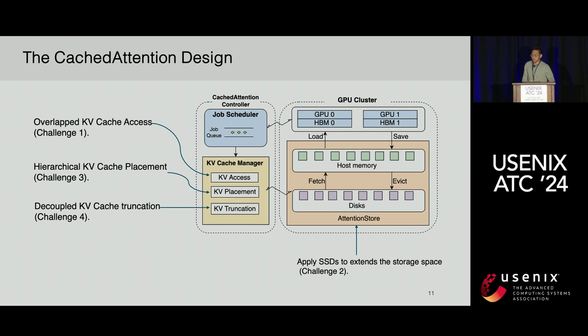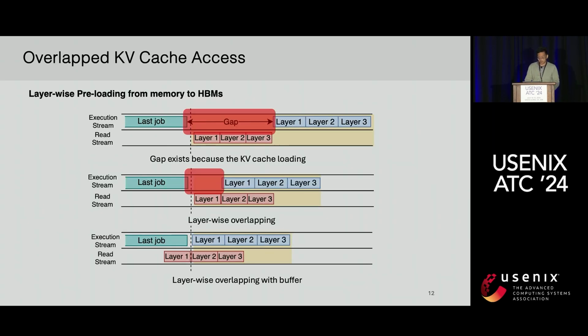So we propose CachedAttention to solve these challenges. And I will detail the techniques we used to tackle these challenges. So to solve the first challenge, we use the overlapped KV cache access technique. So we can use the layer-wise execution property to reduce the gap of loading and saving KV cache. For example, for KV cache loading, while computing layer 1, we can load the KV cache of the next layer 2 into the GPU.